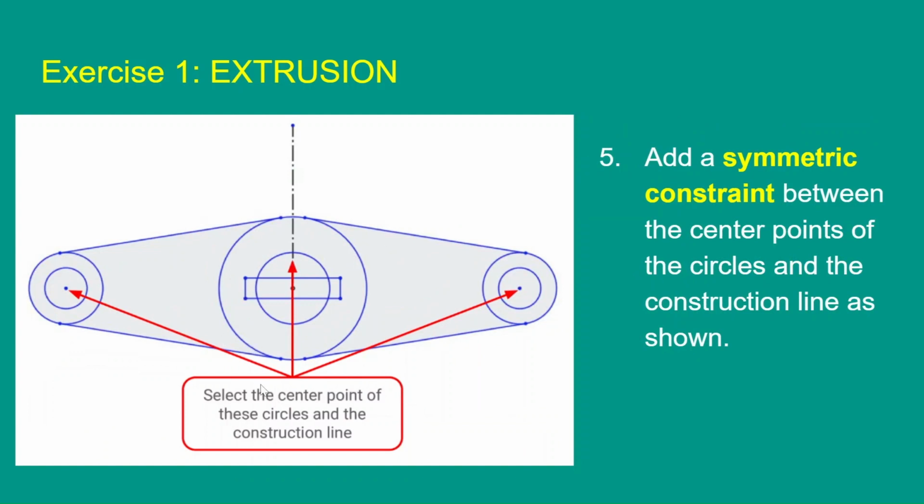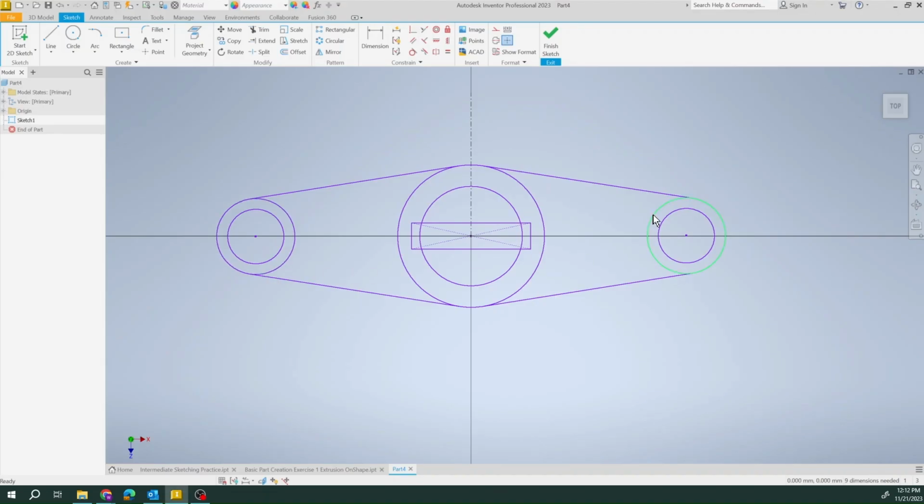So now here, I'm going to select the center point of these circles and the construction lines to make it symmetric. So basically I want to have this point and this point to be symmetrical to each other. So the distance from the center line to this one is going to be the same as the other side. Remember I said it didn't matter if they were exactly the same. We're going to make them the same now.